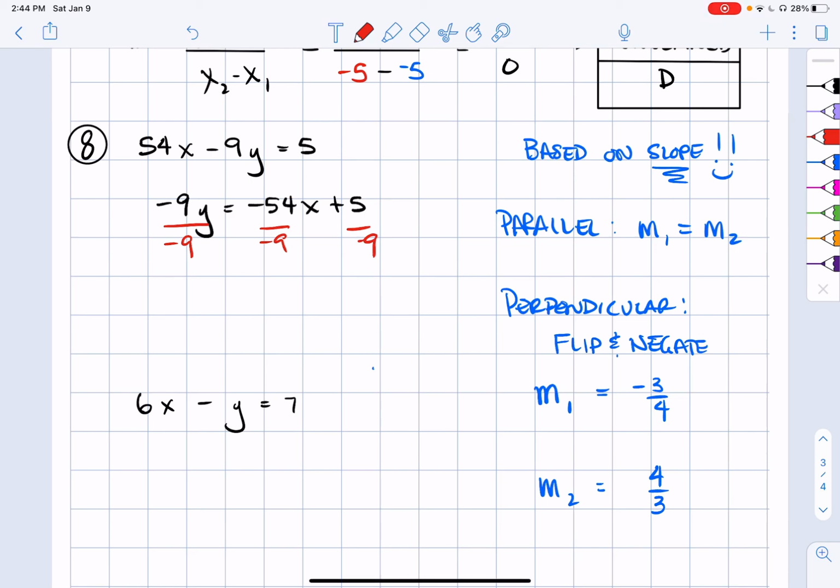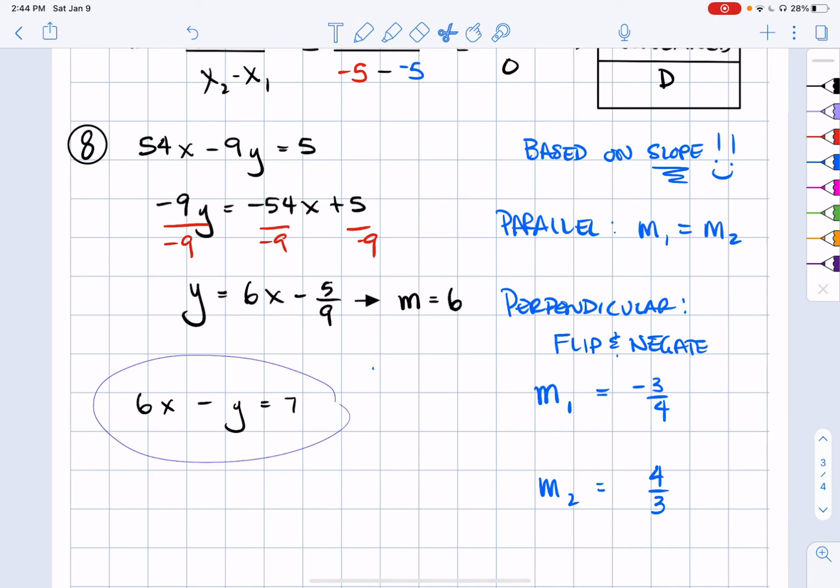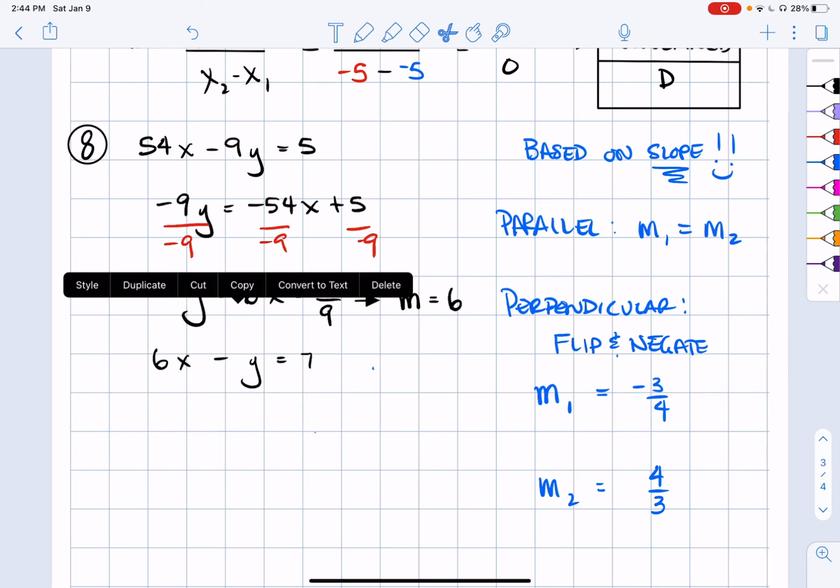Okay. After dividing that, I'm going to have y is equal to positive 6x minus 5/9. Now, typically, this is where you guys freak out. You're like, I can't graph negative 5/9. You're right. You don't have to, because all I'm caring about is the fact that the slope is equal to 6 here.